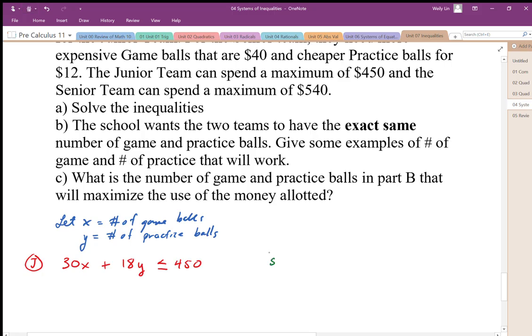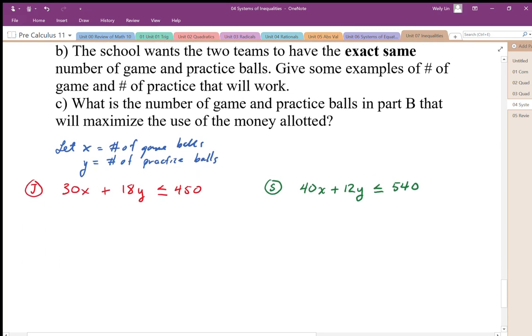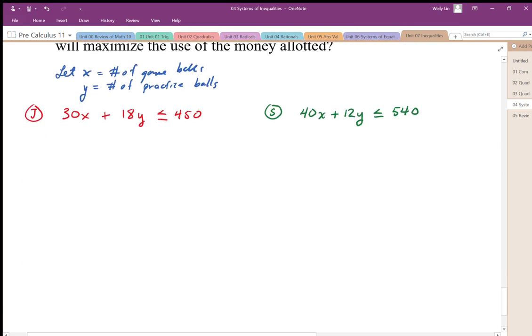For our senior team, they're going to have more expensive game balls, so it's going to be 40x, and cheaper practice balls, so 12y. They have a different budget. They can spend up to $540. So we want to solve this system of inequalities. To solve this system of inequalities, we need to graph these. Okay, so I'm going to graph this system.